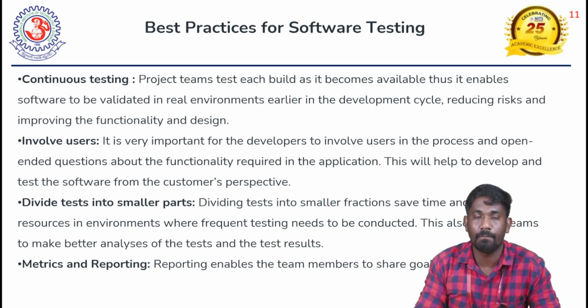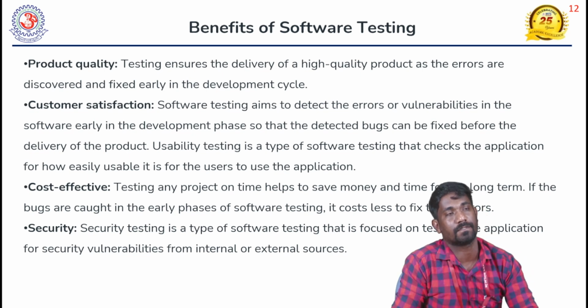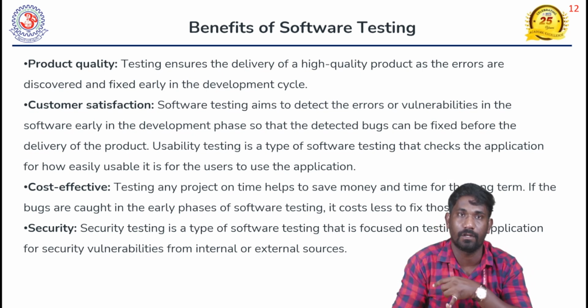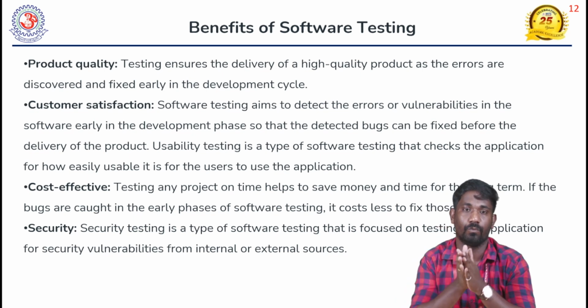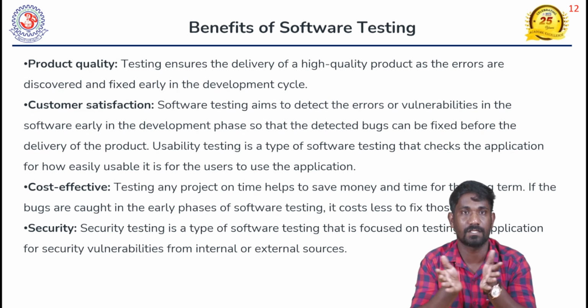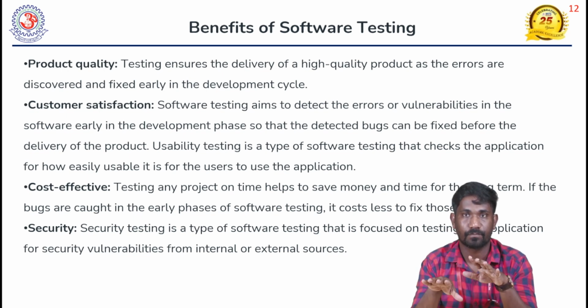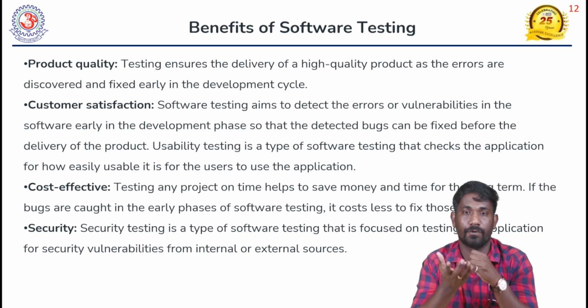Next, benefits of software testing. Why is software testing necessary? When we go for software testing, we have four main things: product quality, customer satisfaction, cost effectiveness, and security. The main thing we launch a product for is to meet business requirements, right? So the product we develop should satisfy the entire team. It should be of high quality, should not have any errors, and should be fixed within the life cycle.